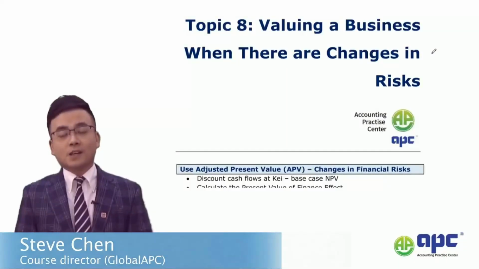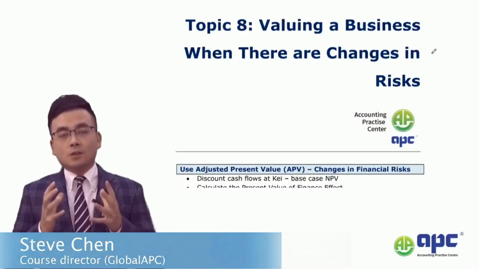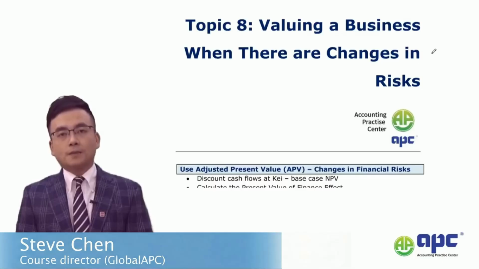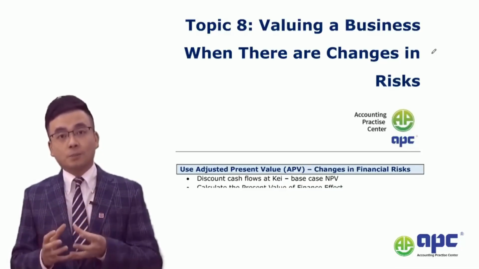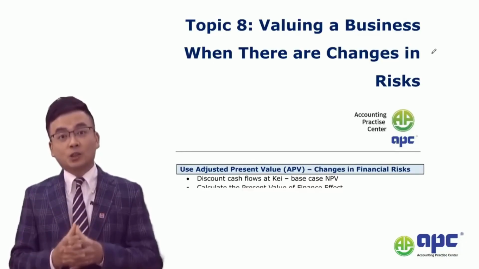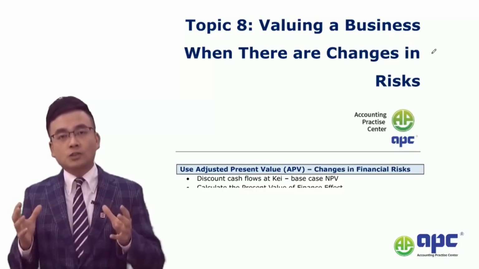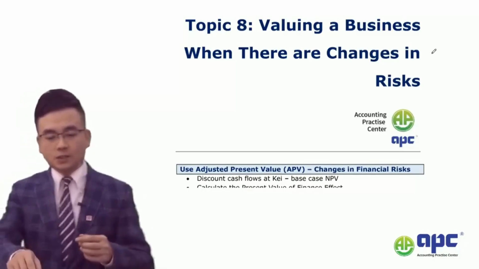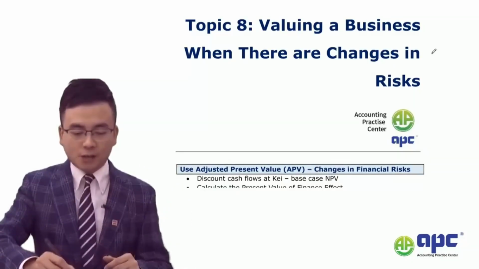In the AFM exam, quite frequently, when valuing a business, there might be a change in financial risk, which means we need to take on additional debts to buy another business. So in this case, how can we value that company? Of course, the best way we can do is to use the adjusted present value calculation.